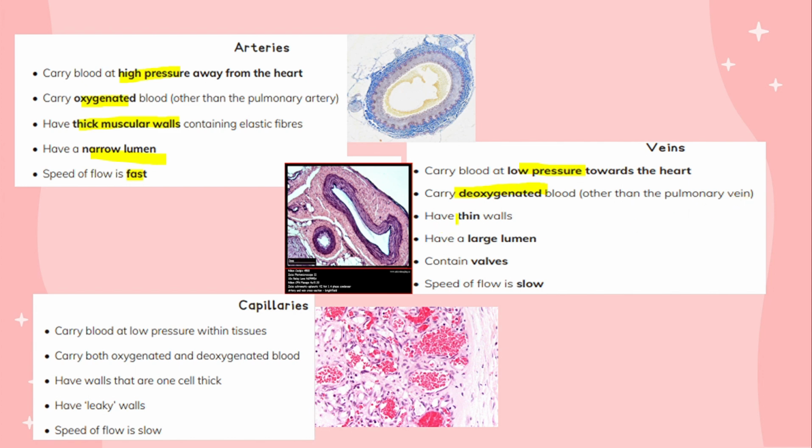But the veins carry blood at a low pressure towards the heart, carry deoxygenated blood other than the pulmonary vein, have a thin wall, have a large lumen, contain valves, but arteries don't, and lastly, veins have a slow speed of flow.